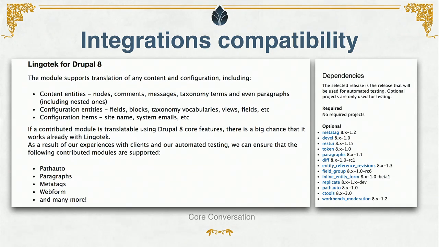No, the thing is that we have optional dependencies for the modules we are compatible with, and we have test coverage for it. So we have an optional dependency for downloading the test. Where do you declare those? Are those declared in the info.yml file? The info.yml file, and they can be in the Composer.